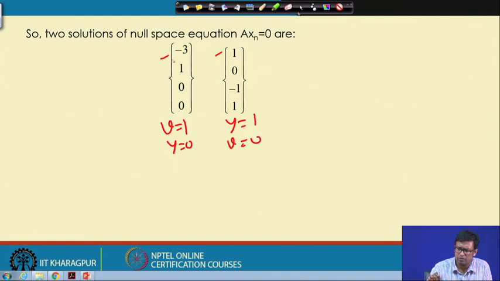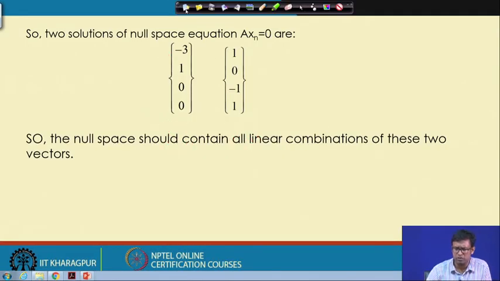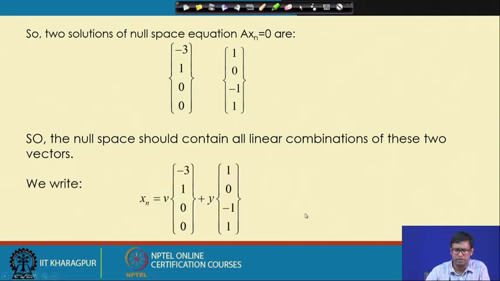So, finally we can write that the solution space contains all linear combinations of these two vectors, and therefore, the null space can be expressed as, we will write x n is equal to v times -3 1 0 0 plus y times 1 0 -1 1. This is the final null space solution.